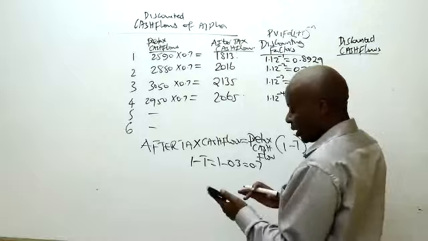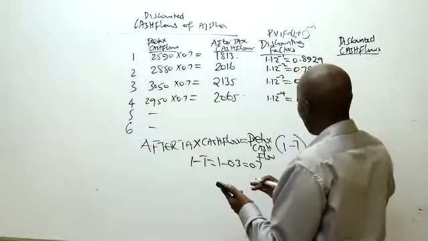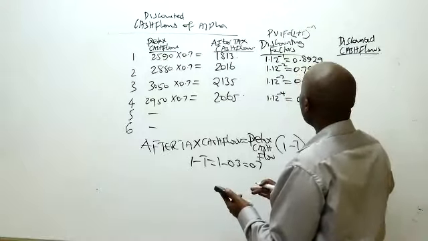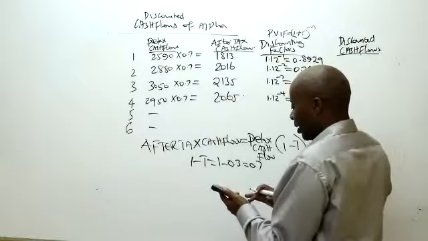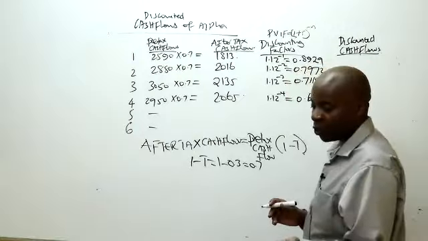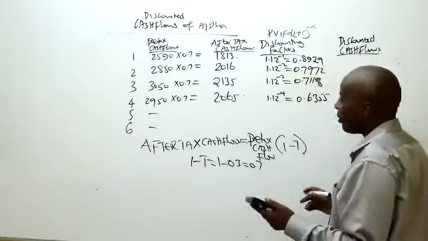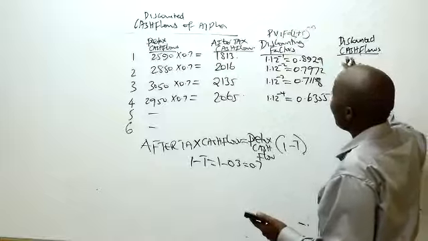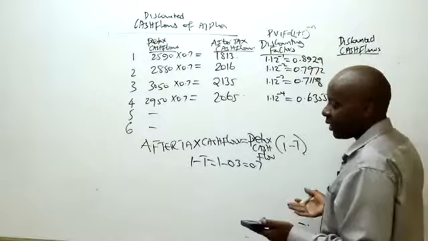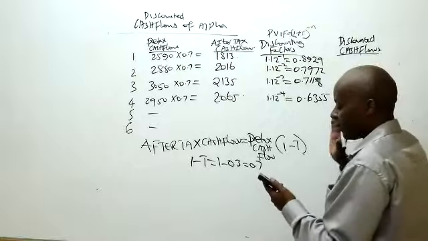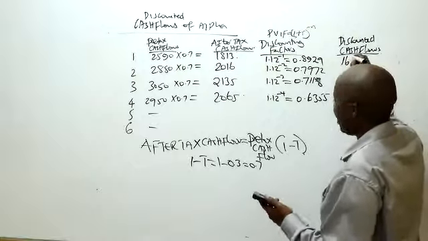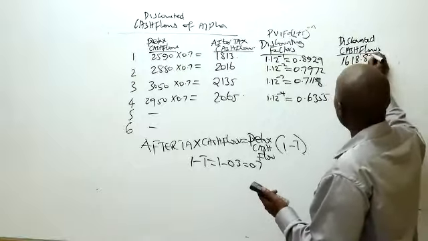Please check for me whether there is any question there. We need to move together with this series of mine. 1813 times 0.8929 equals, we can decide to work with 2 decimal places, no problem. The PVs must be 4 decimal places, but for the discounted cash flows, 2 is sufficient. So we have here 1618.83.